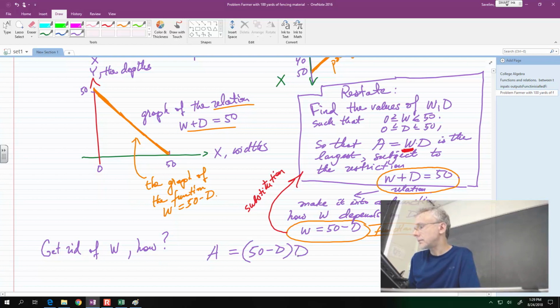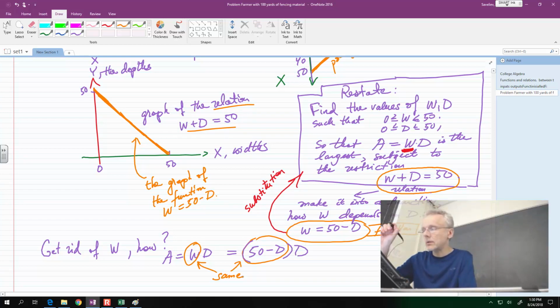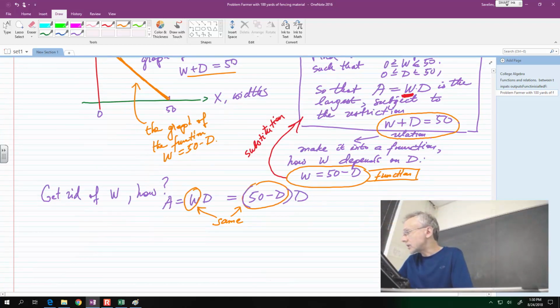Right. Now let me write it out. The substitution itself is this. So area is equal to W times D, and according to our function, this is the same. If it is the same, they can be interchanged. And so I choose to replace W with 50 minus D so that I don't have to worry about D anymore. The result is a profound simplification of our problem.